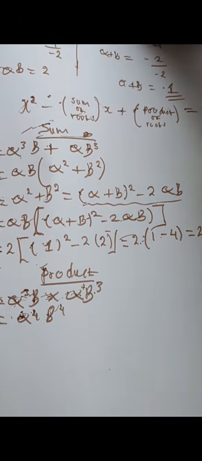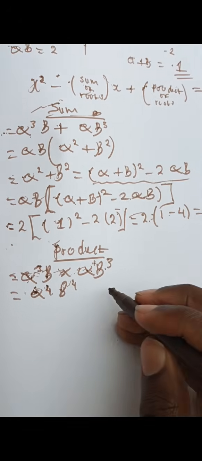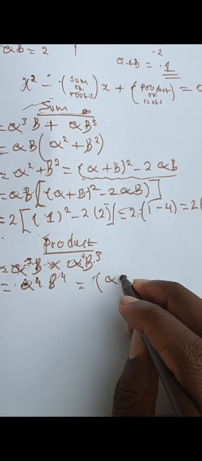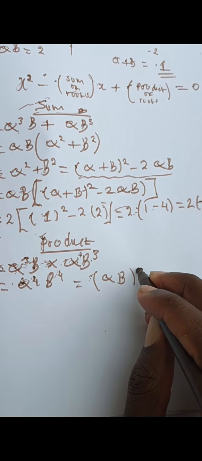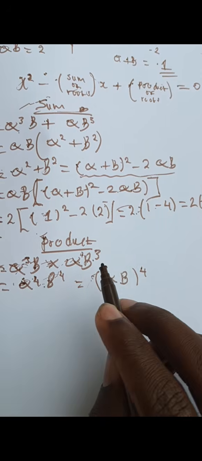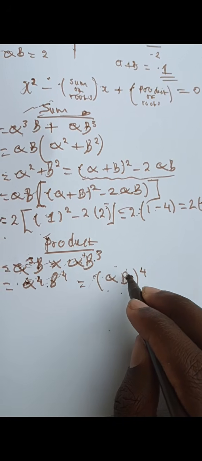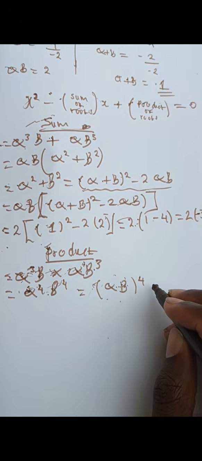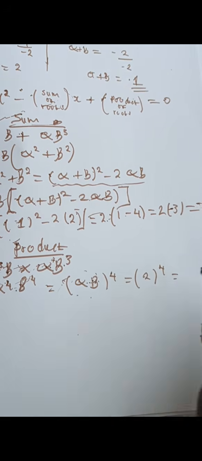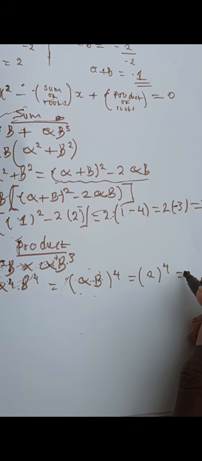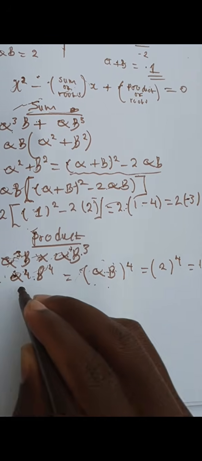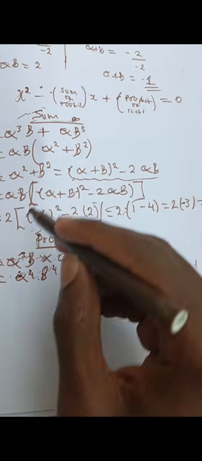Now, how can you simplify this one? And this is very simple, I think. The way that I can simplify this is that I can also write this as alpha times beta, all power 4. If I expand this, I'll still get back here. So you even know that your alpha times beta is 2, right? So you just substitute 2 power 4, which is going to give you 16, right? So 16 is what you're going to put here.